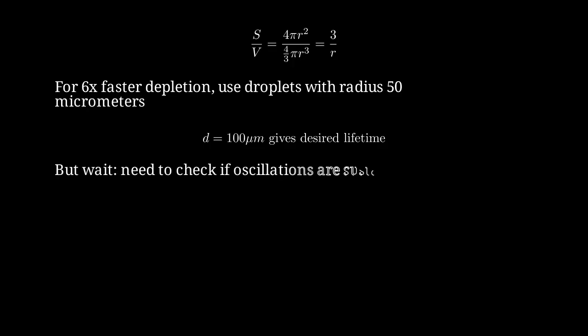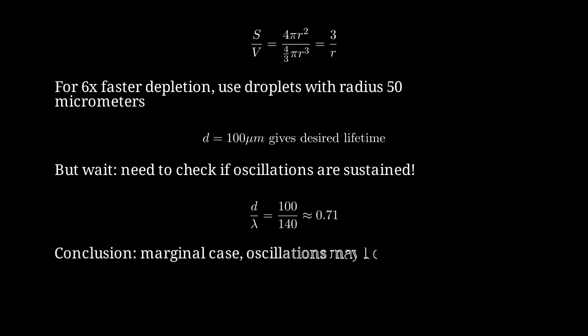But we must check if oscillations are even sustained at this size. The ratio of diameter to lambda is 100 over 140, approximately 0.71. This is a marginal case, where oscillations may occur, but could be irregular or have modified period. A better choice would be 200 micrometer diameter to ensure robust oscillations.